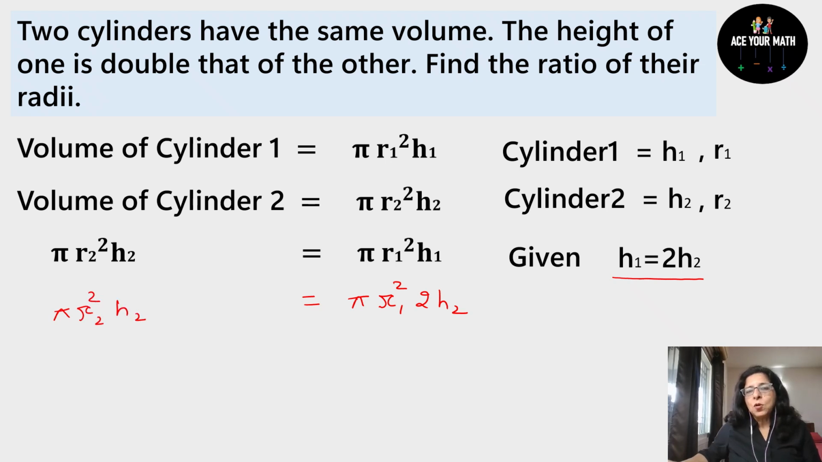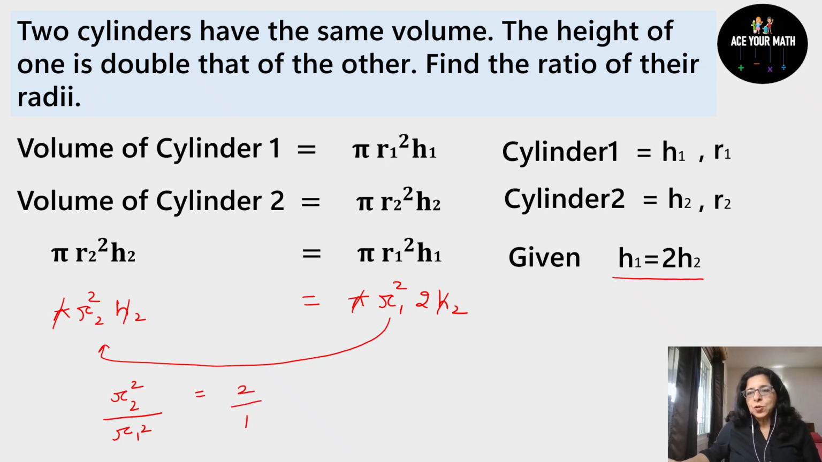Now how will you solve? On both sides pi and pi are common, so you can eliminate them. Pi and pi get cancelled. H2 and h2 are also common, so you can eliminate them. Now you need to find the ratio of r2 and r1, so you will bring r1 to this side. You will write r2 square upon r1 square equals what is left, only 2 upon 1.